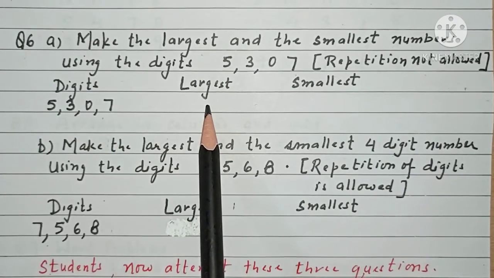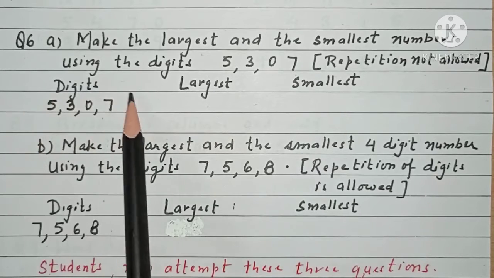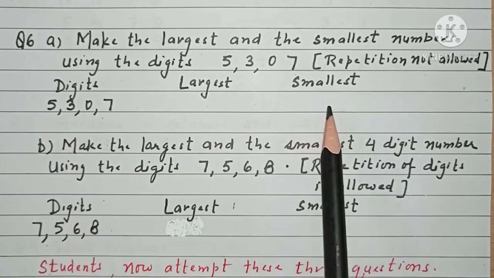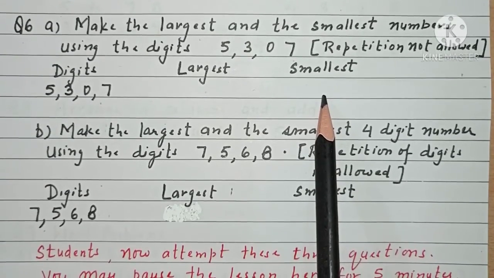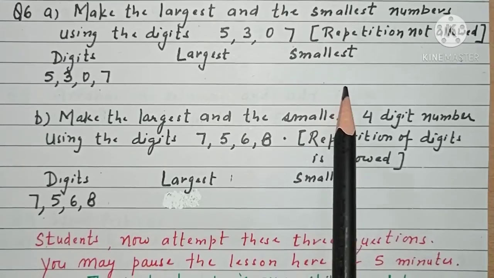So the largest number will be formed by arranging the digits in the descending order, and the smallest number will be formed by arranging the digits in the ascending order. So please write it down.